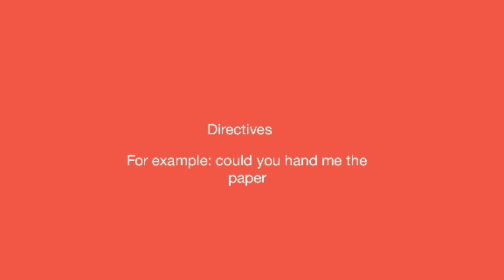Then next is directives. This type of speech act aims to make someone else do something that the speaker desires. So for instance, when I say to someone, "Could you hand me the paper?" this utterance shows that I request a paper from someone else. So indirectly, I order the other person to lend me the paper.